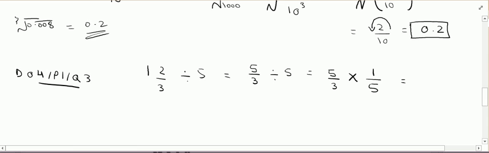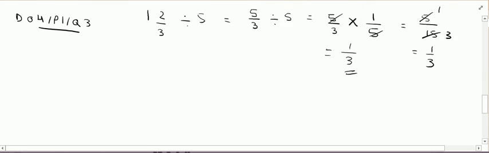Now if I multiply both numbers, 5 times 1 is 5, 3 times 5 is equivalent to 15. 5 ones are 5, 5 threes are 15, it will be 1 over 3. Or simply I can cancel these two and say 1 over 3. So 1 over 3 is my final answer.